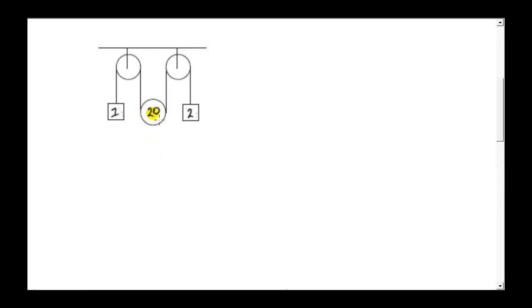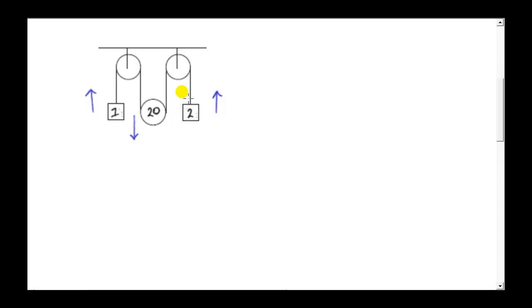You can see in this example that our movable pulley is attached by a light inextensible string to two masses. Now it's not too difficult to see how this system will move. The 2 kilogram mass will move up, and so will the 1 kilogram mass, because they are much lighter than the 20 kilogram pulley. Okay, let's consider the accelerations of these masses.